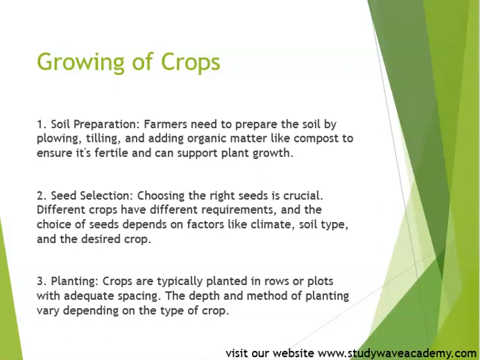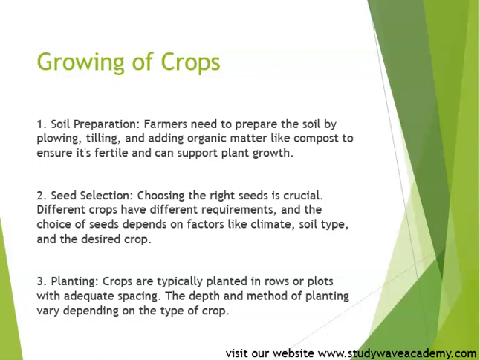Soil preparation. Number one, we have soil preparation. Farmers need to prepare the soil by plowing, tilling, and adding organic matter like compost to ensure it's fertile and can support plant growth. Seed selection. Choosing the right seed is crucial. Different crops have different requirements, and the choice of seeds depends on factors like climate, soil type, and the desired crop.